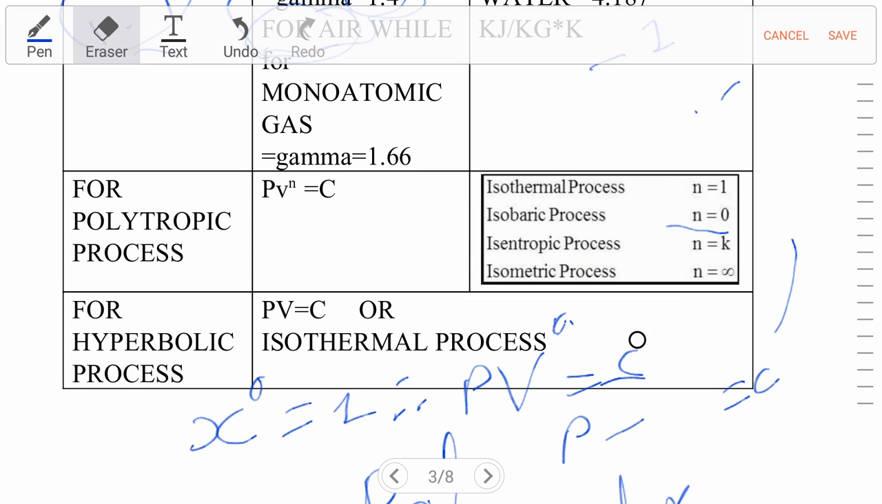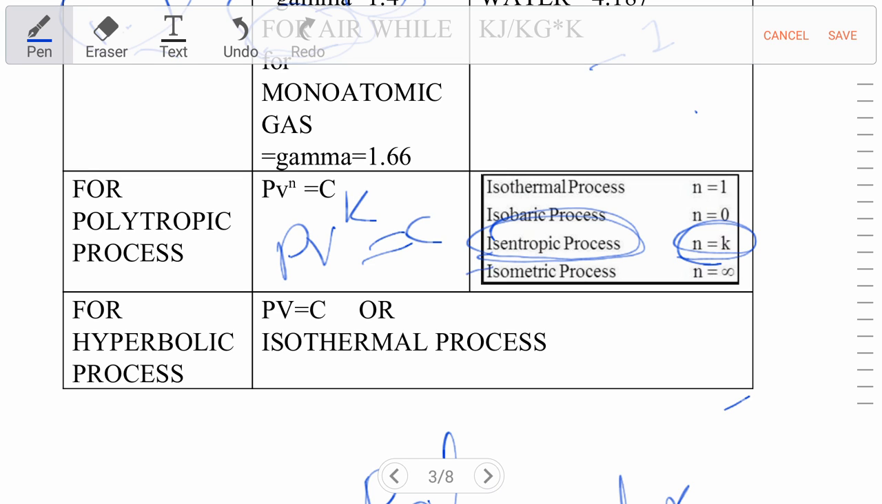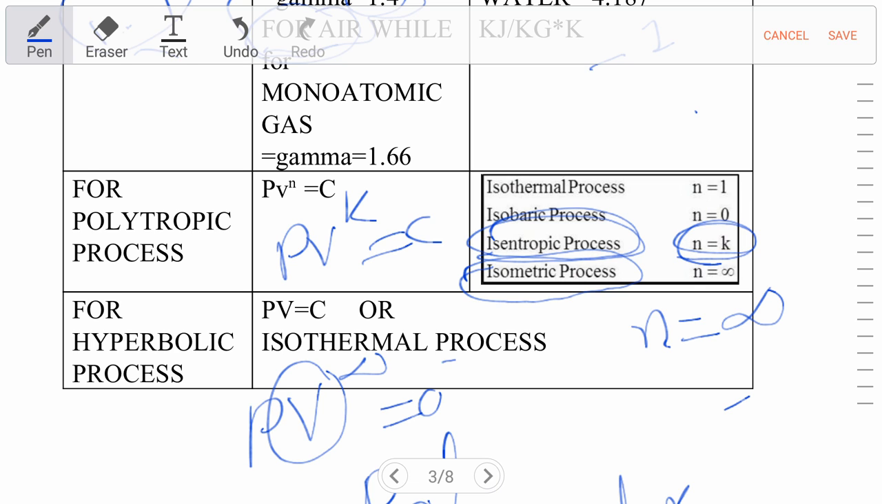Now if we put n equal to K, as we can see here, our process should be PV raised to K, so it is known as the isentropic process. Now for isometric process, n is equal to infinity. So over here volume will be constant and our process will be the isometric process.